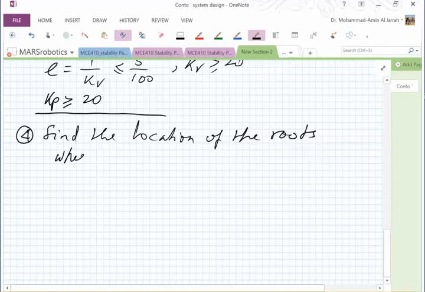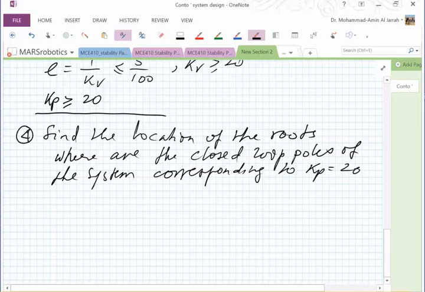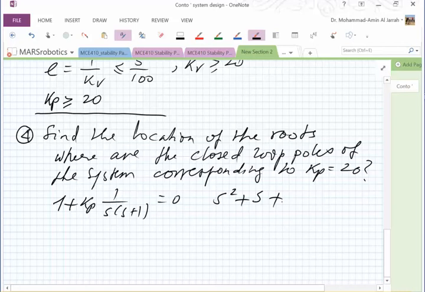So where are the closed loop poles of the system corresponding to Kp equal to 20, right? And this is the characteristic equation, which is 1 plus Kp times 1 over s times (s plus 1) equals 0. This determines the location of the roots, which is s squared plus s plus Kp equals 0, and Kp equals 20. So this is s squared plus s plus 20 equals 0.